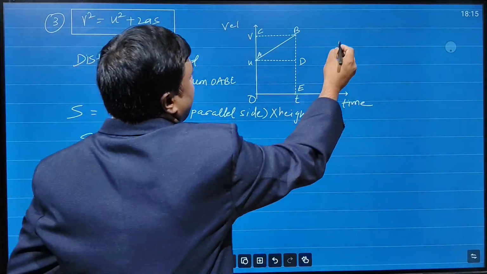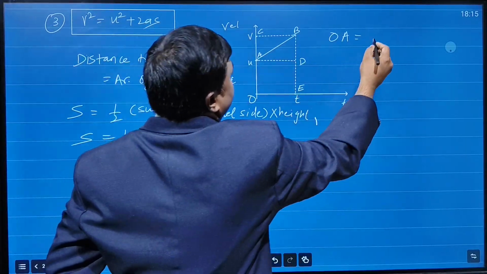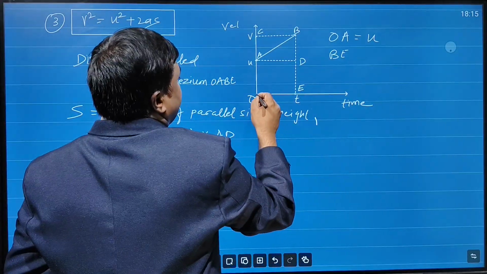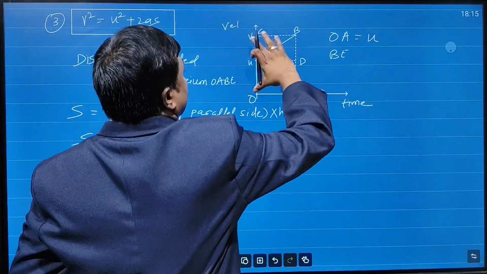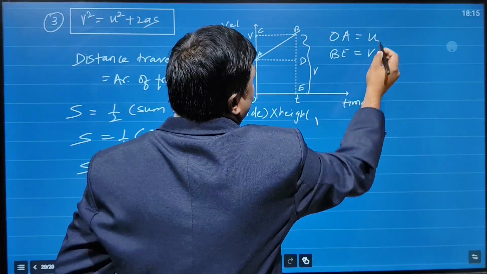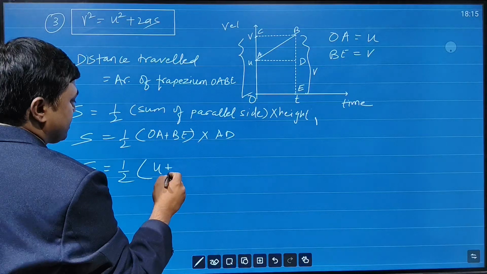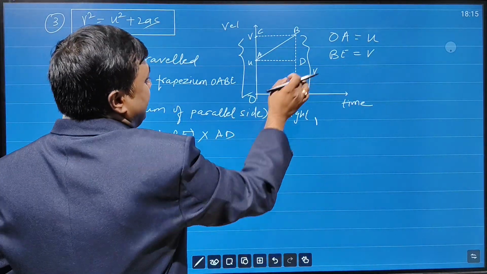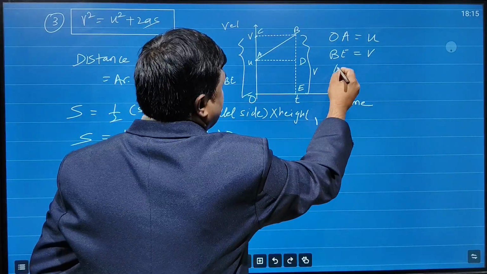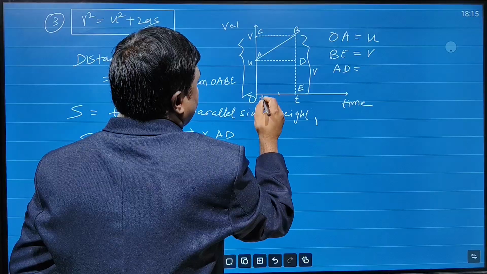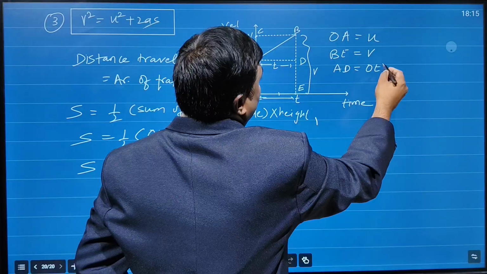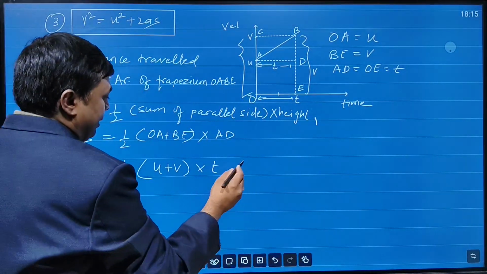Now if you see what is OA here, from the graph you can see OA is nothing but U. What is BE? See, here to here is V. So this is V, which means this is also V only. So BE is V only. So we substitute the value U plus V. And what is AD? AD is equal to OE. Now this is T, so AD is equal to OE, which is equal to T. So substitute here T. Am I clear?